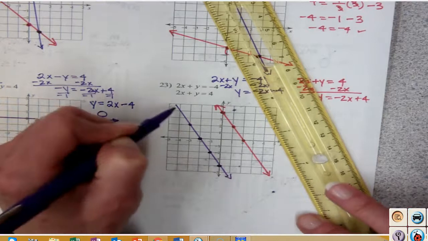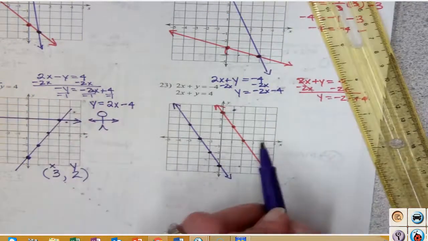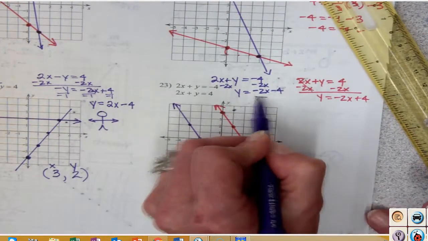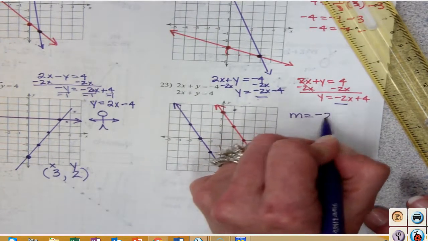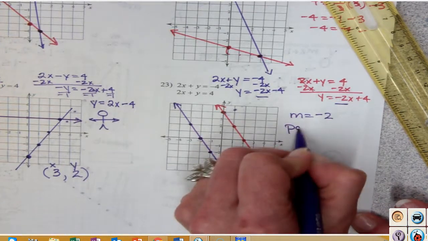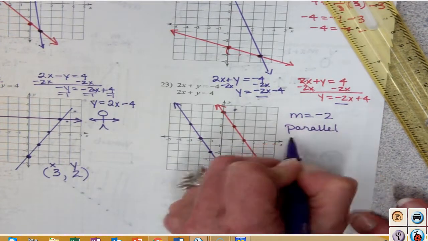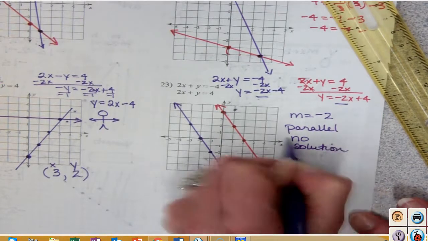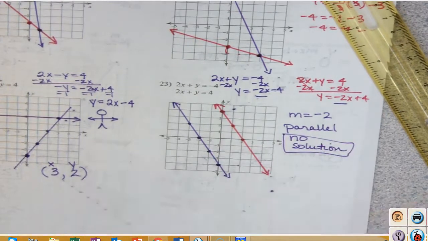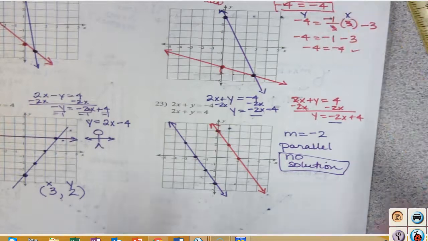And what do I see? I see that these two lines have the same slope. The slope was negative 2 for both, and since they have the same slope, they're parallel, and there is no solution for parallel lines. They will never ever intersect.